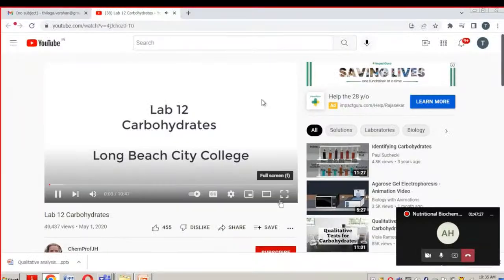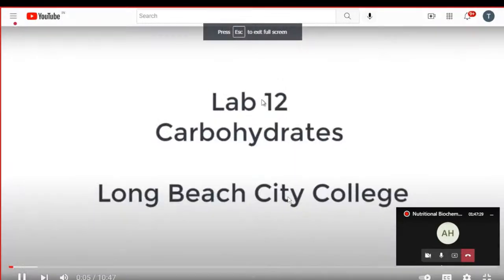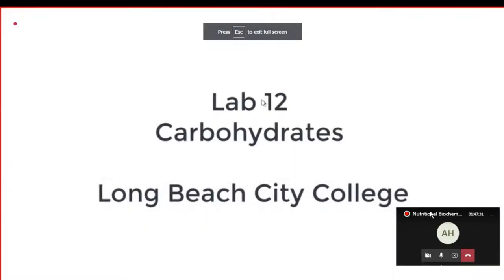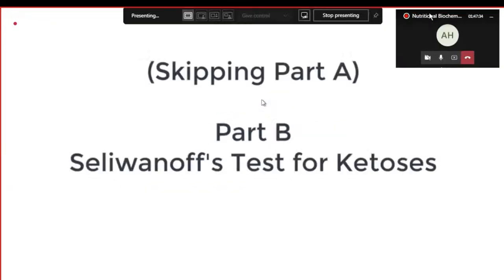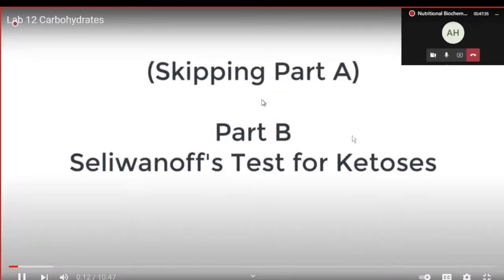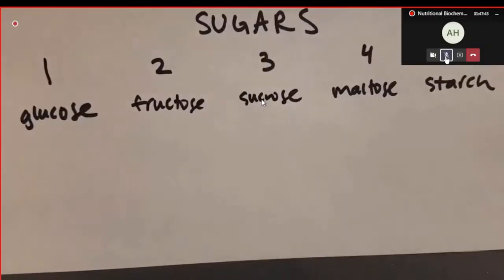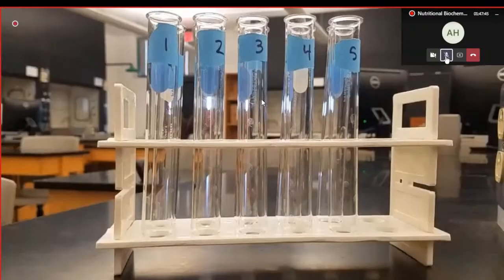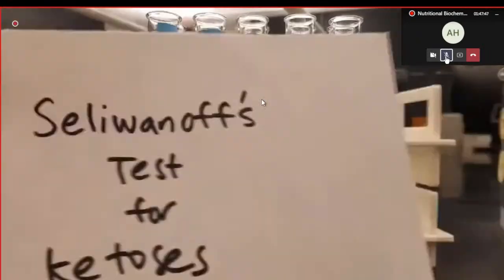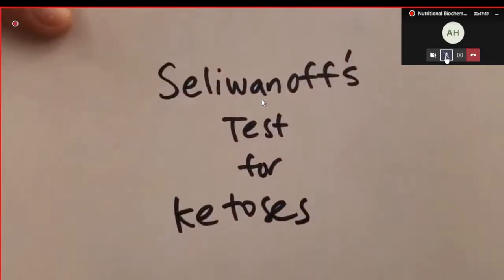Looking at carbohydrates, so different types of sugars, and we will be seeing some of their different chemical reactions. We're skipping part A, so not looking at any food samples. We're going to jump right into part B, which is Seliwanoff's test for ketoses. You might want to pause it a second here. This tells you which test tubes 1, 2, 3, 4, and 5 are.